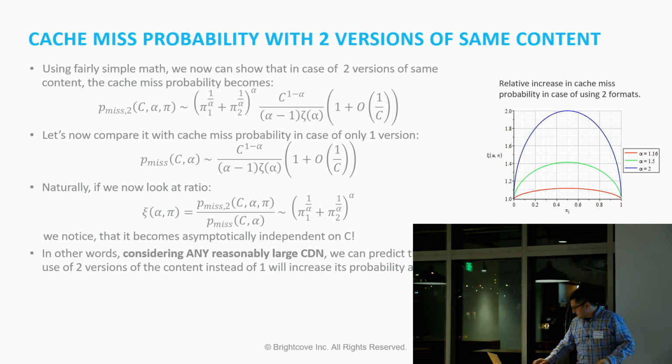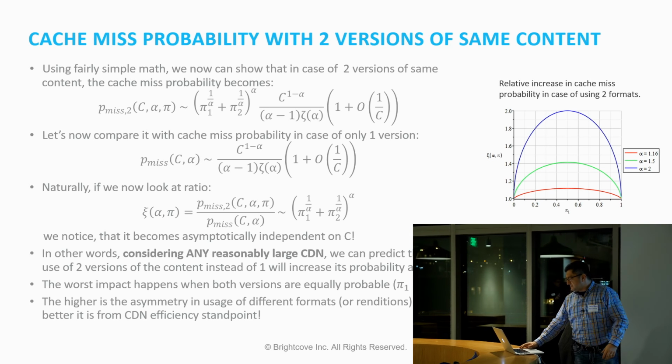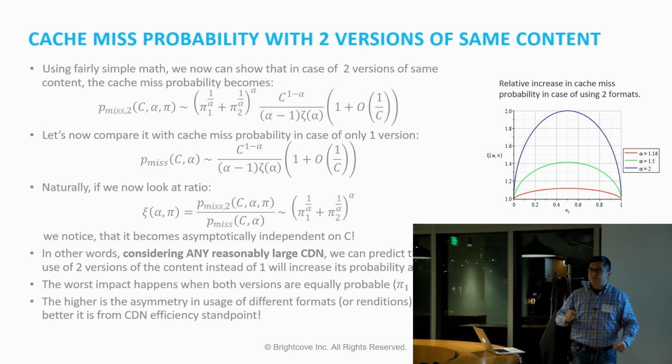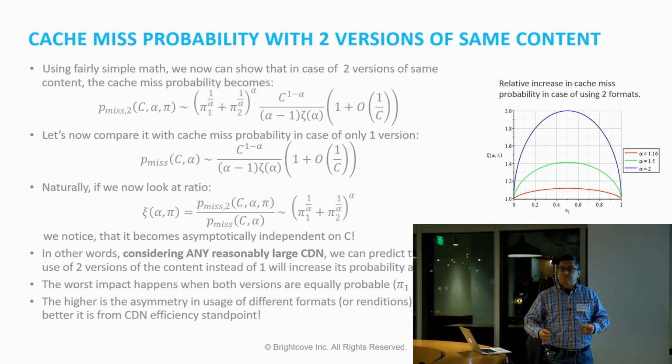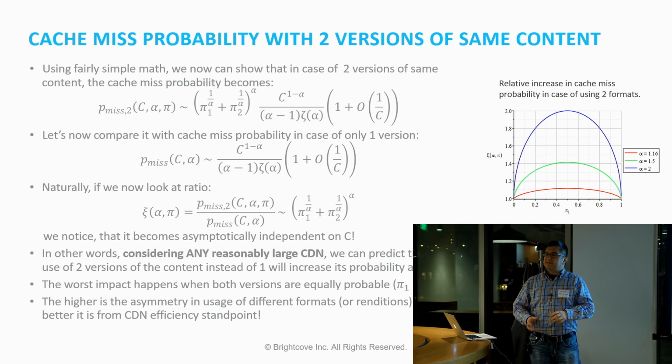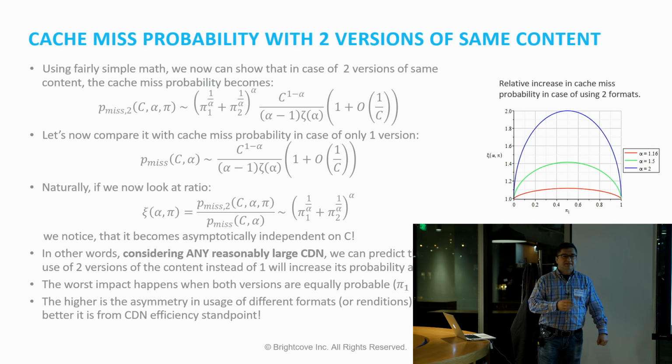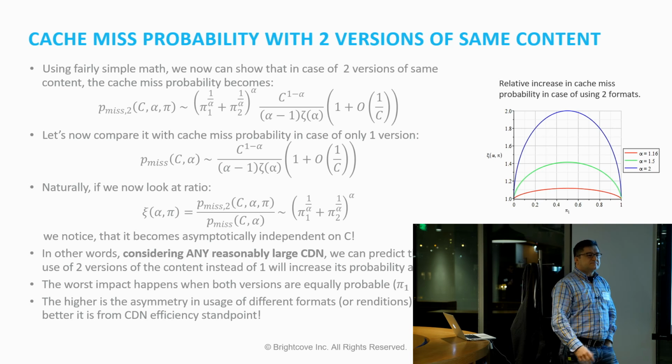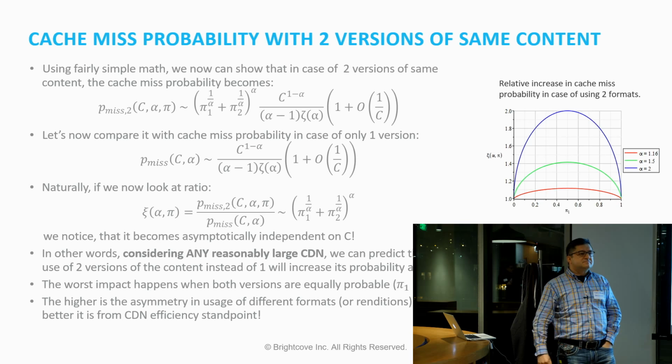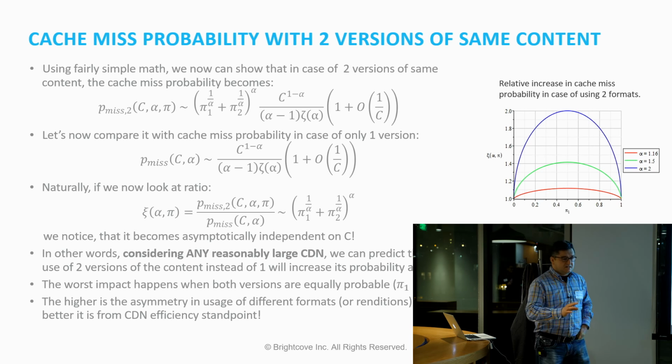And basically the answer here is don't do this in practice. If you want high CDN performance, try to push something that has as asymmetric a distribution as possible. That's, yes, please. Say that again. You're not saying don't use multiple formats. You're saying use unpopular ones? Basically do this.